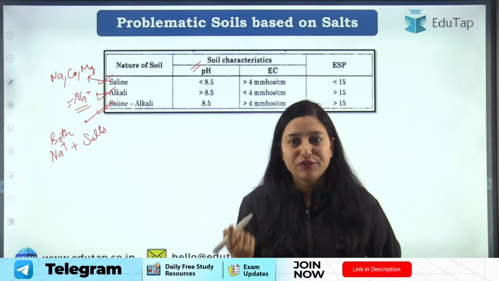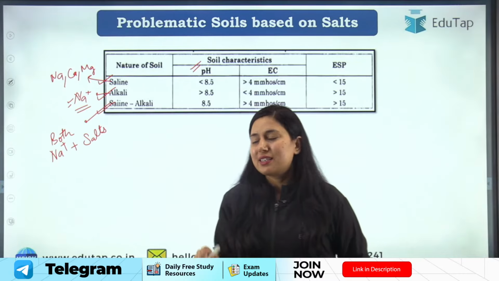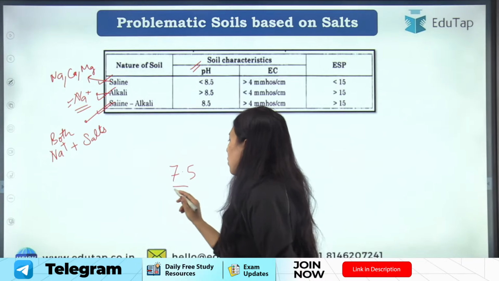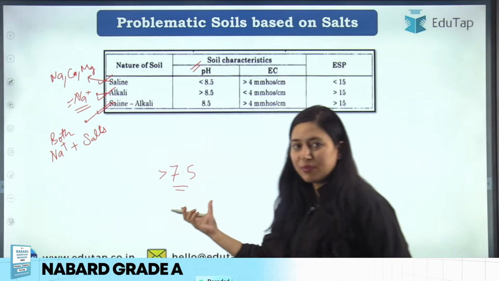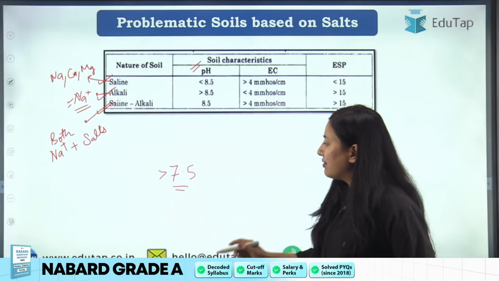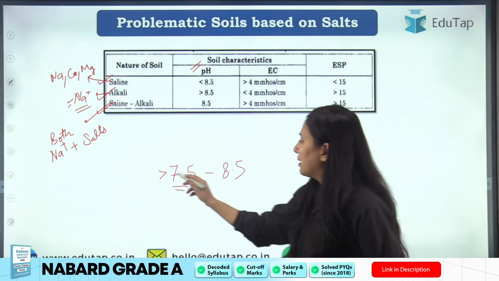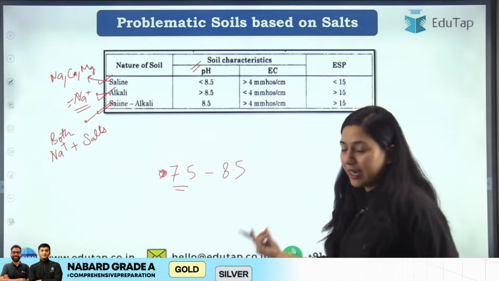So students, for saline soil pH will be less than 8.5. Now why pH will be less than? Look, the pH that we are discussing here will be more than 7.5, okay. Now when I say less than 8.5, that means it will range from 7.5 to 8.5. That means it ranges from 7.5 to 8.5.